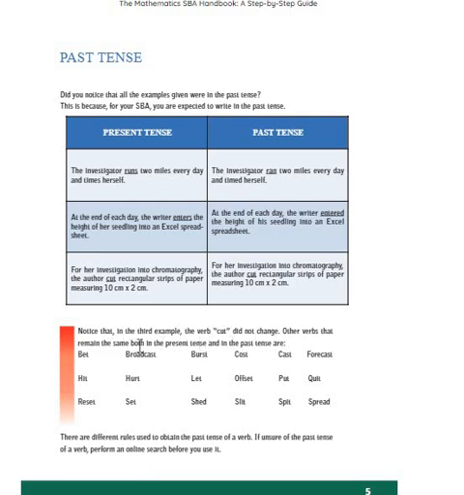Other verbs that remain the same, both in the present tense and in the past tense, are bet, broadcast, burst, cost, cast, forecast, hit, hurt, let, offset, put, quit, reset, set, shed, spit, spread. This word is inconclusive. There are different rules used to obtain the past tense of a verb. If unsure of the past tense of a verb, perform an online search before you use it.